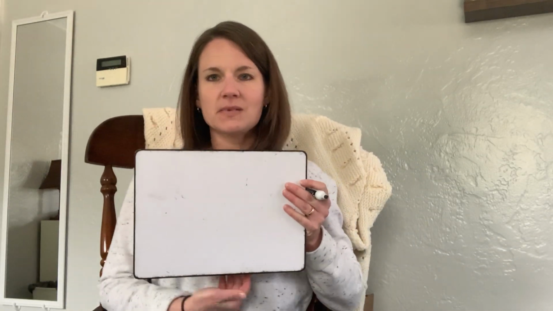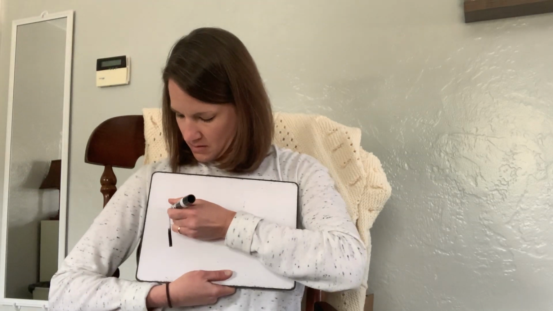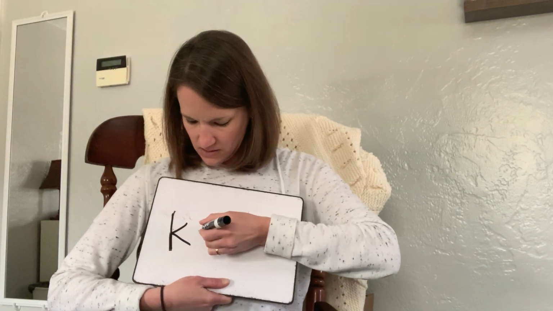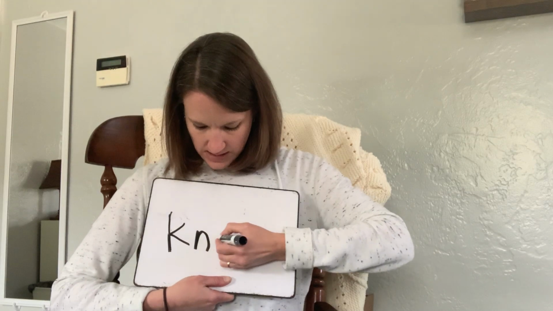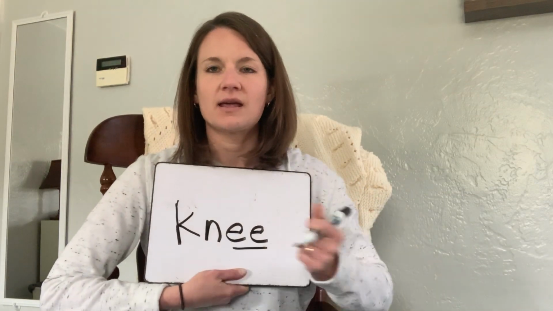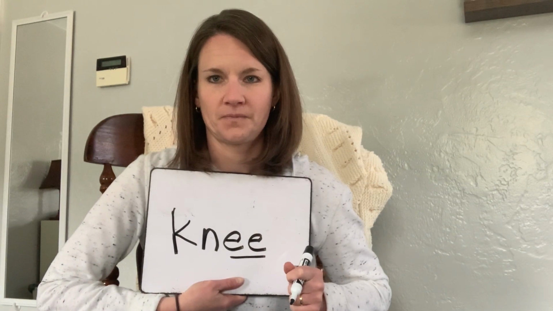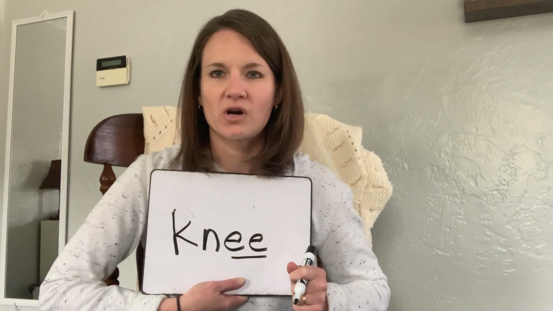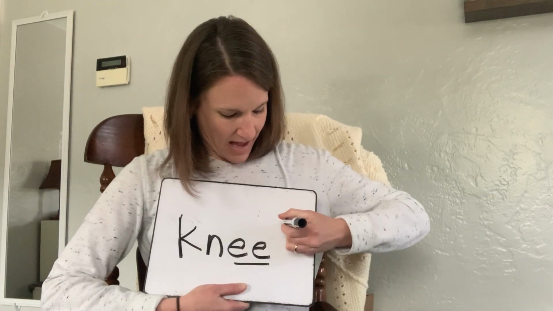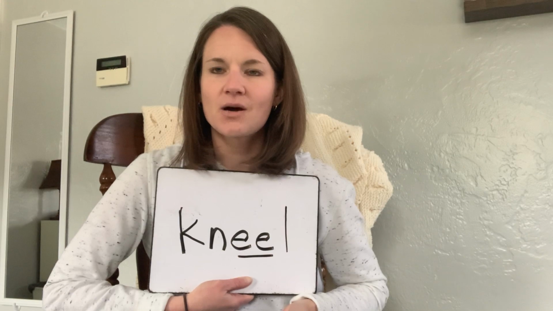Okay, so let's begin with K, N, E, E. So you have the vowel team E, the K is silent, and what's the word? Good, this is a part of your body. Add L, and now what's the word?